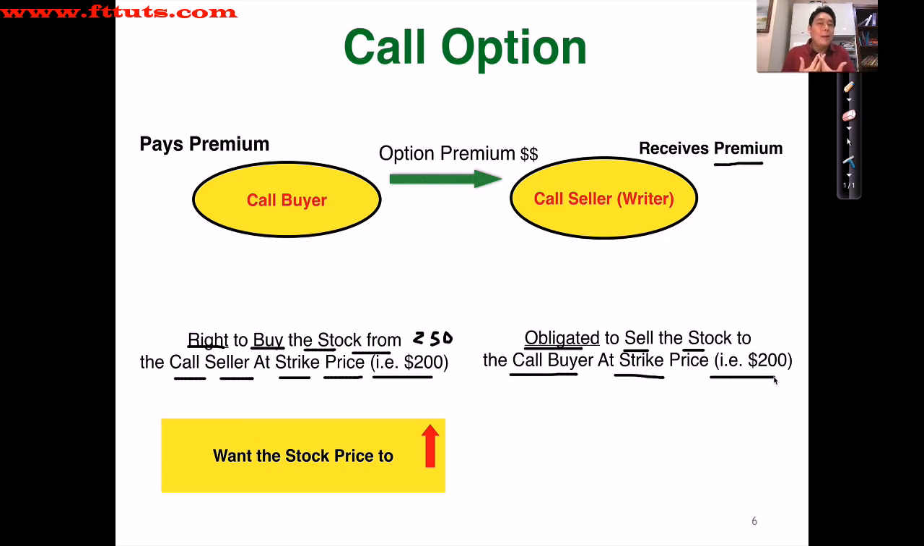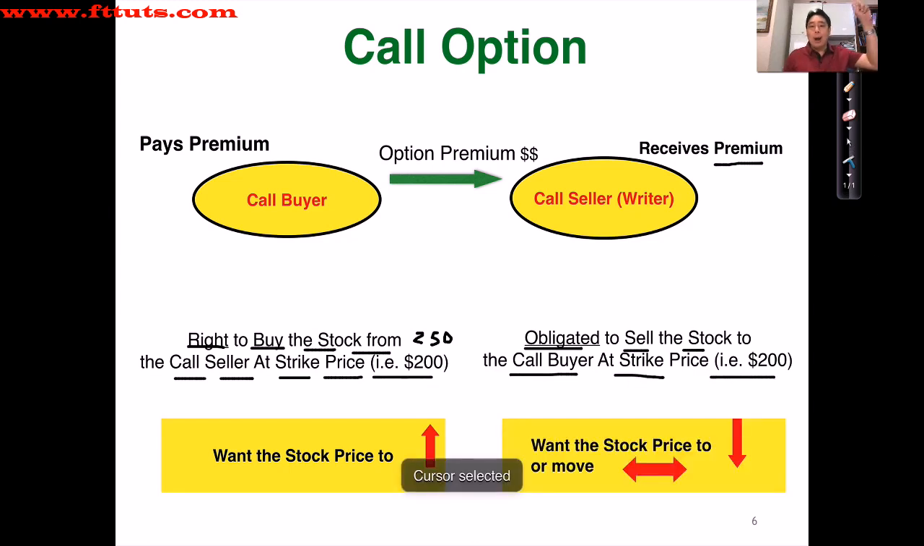So as a call seller, you are normally bearish. You believe the stock price will not go up. You believe the stock price will stay where it is or go down. Because if the stock price doesn't go up, it goes down, what happens? The call options get worth less and less and less. And by expiration date, it becomes worthless. And that's what the call seller wants. The call seller wants to sell the call, collect the premium, and hope that the option expires worthless. Because once it's worthless, the call seller no longer has the obligation to sell the shares to the call buyer.